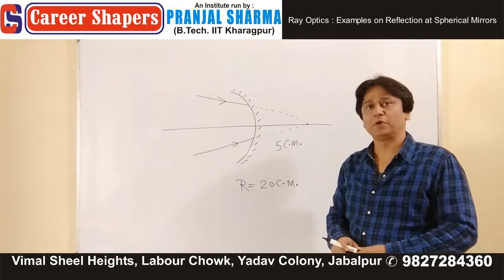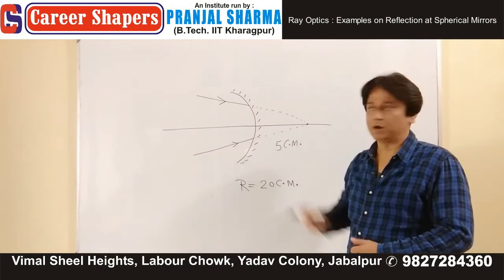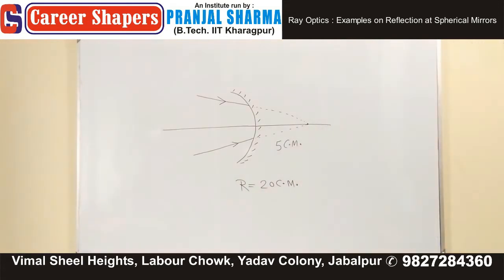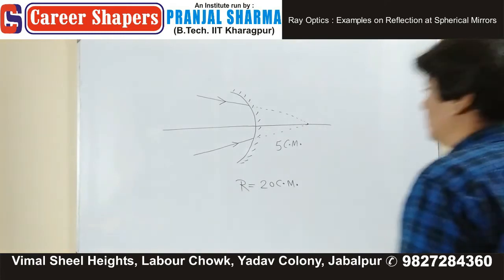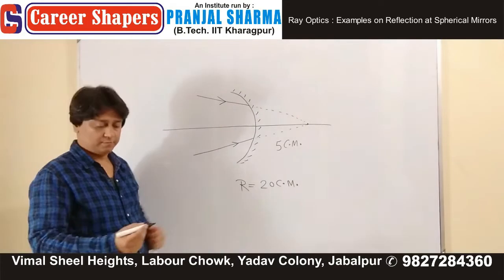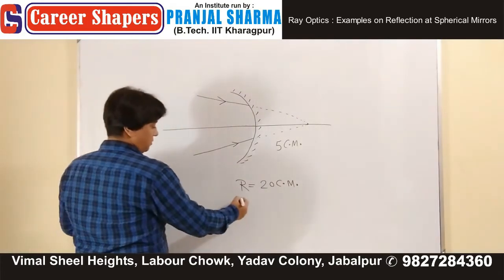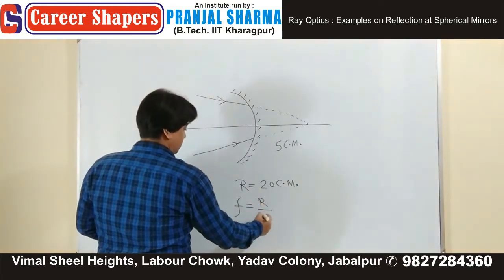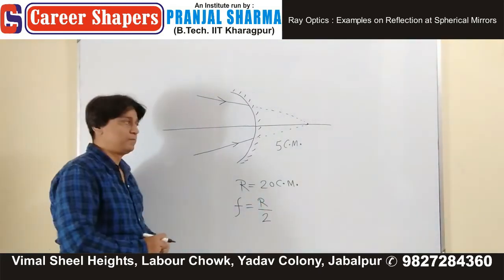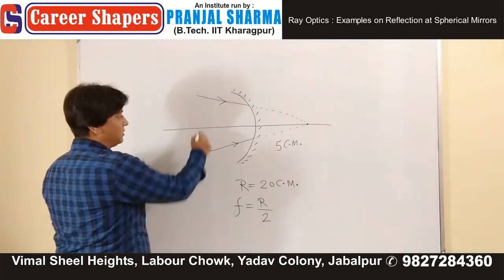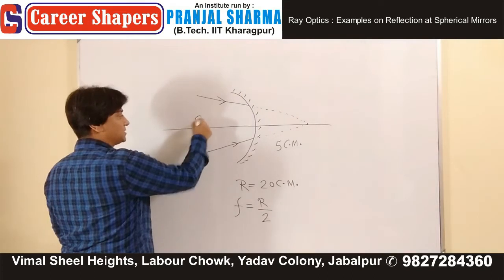Let's see how many of you can answer this simple part. Look here. Focal length is r by 2. This is the concave profile. That's the center of curvature.